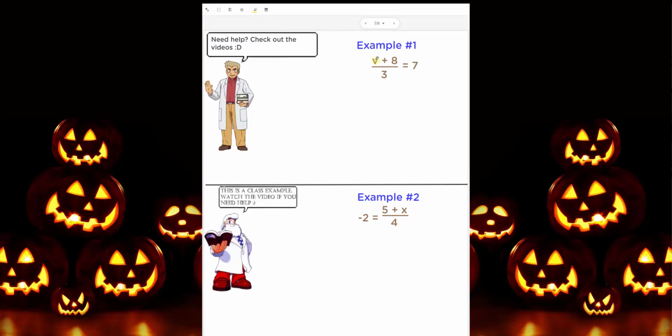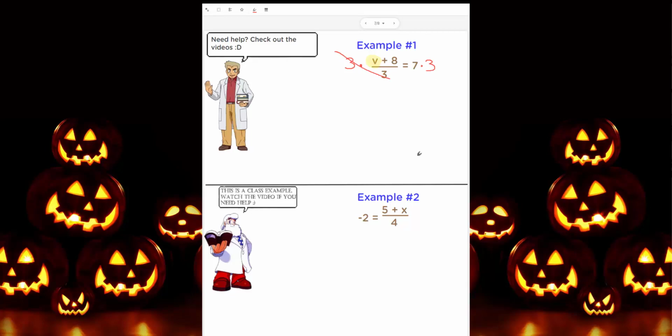So our goal is to get v all by itself, which means we need to cancel out this 8 and this 3. All of this is being divided by 3. So we're going to start this time by canceling out the division. Okay, and what cancels out division? Multiplication. So we're going to multiply both sides by 3. Okay?